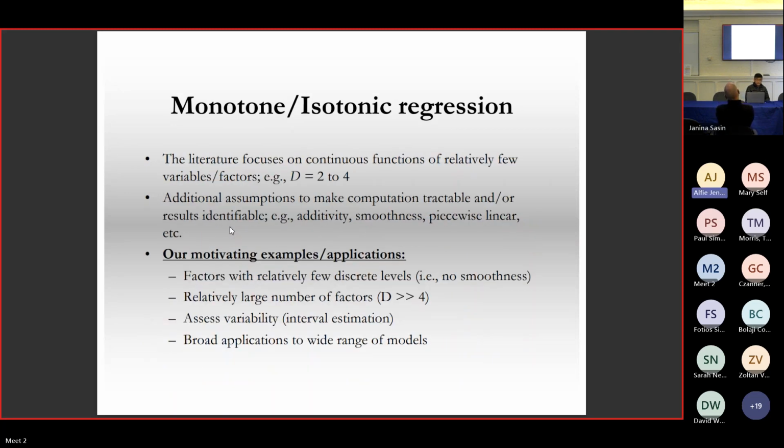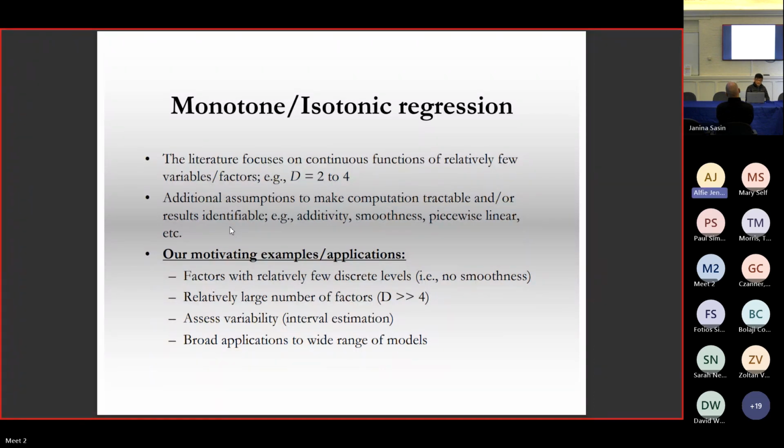which is good, except that it doesn't quite fit our motivating examples. Number one, if you remember the mHealth example I just showed you two slides earlier, we're dealing with a very few discrete levels, three levels. Smoothing doesn't make sense. We cannot do smoothing, right? And we also want to be able to handle problems with a relatively large number of factors or input variables. So the dimension is definitely much greater than 4.